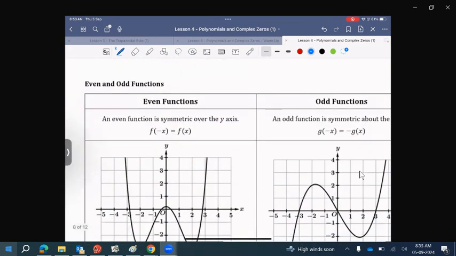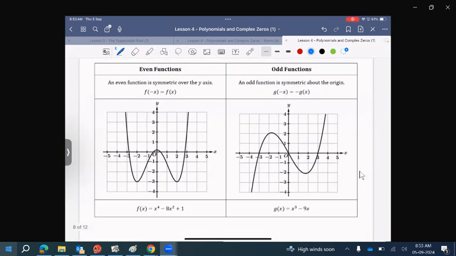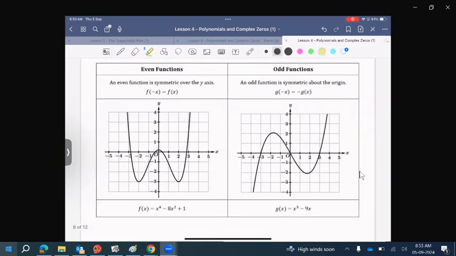Okay, odd and even functions. We can classify some functions as being odd or even functions. An even function has a reflection symmetry in the y-axis. Notice that the graph on the right is a reflection of the graph on the left. With an even function, if f of minus x is equal to f of x, then we can prove a function to be even.